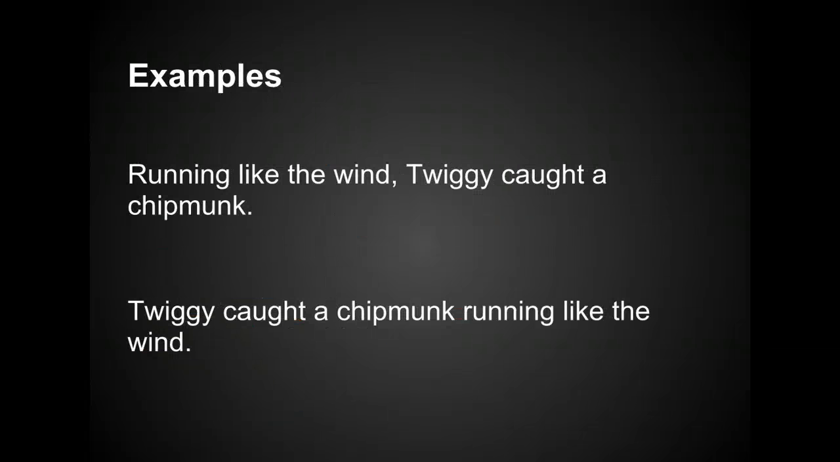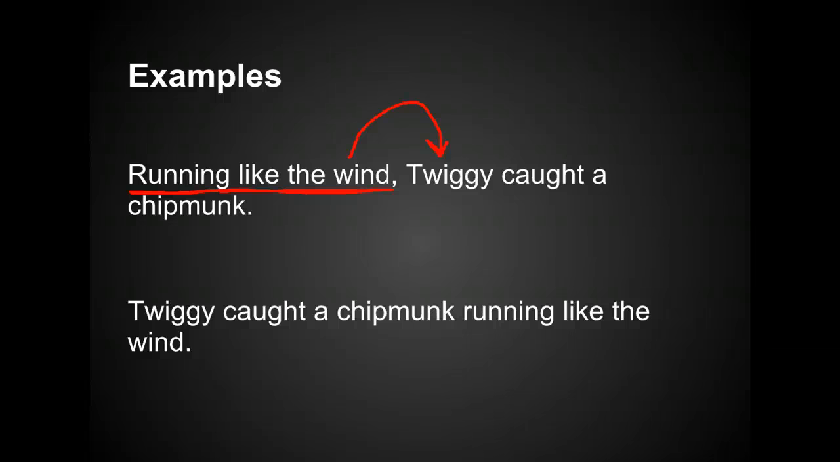Let us look at some examples. The first sentence reads like this. Running like the wind, Twiggy caught a chipmunk. We are looking for words that look like verbs. In this case, running is the participle. Now, the entire phrase is running like the wind. So this is our participle phrase. And we know that participles act like adjectives. So we ask ourselves, what is running like the wind? And the answer is Twiggy, which makes sense because Twiggy is a noun, so running like the wind is acting like an adjective. Now, it is important to keep in mind that participles usually go next to or really near the thing that they are describing.